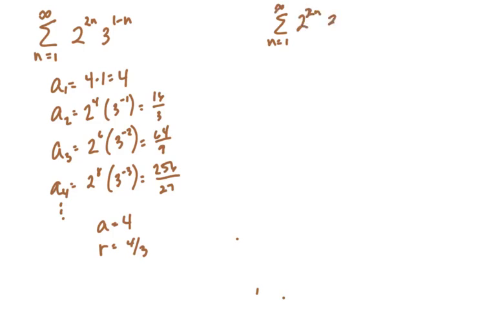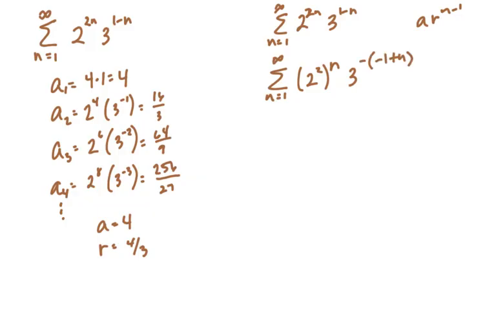We have 2 to the n, 3 to the 1 minus n. Now, if I can make this look like a r to the n minus 1, it's geometric. So the other option is to look at the algebra here. So we have the sum from n equals 1 to infinity. So this is 2 squared to the n power. And this is 3. Well, I would like an n, not a 1 minus n. So let's factor out a negative. And this becomes negative 1 plus n.